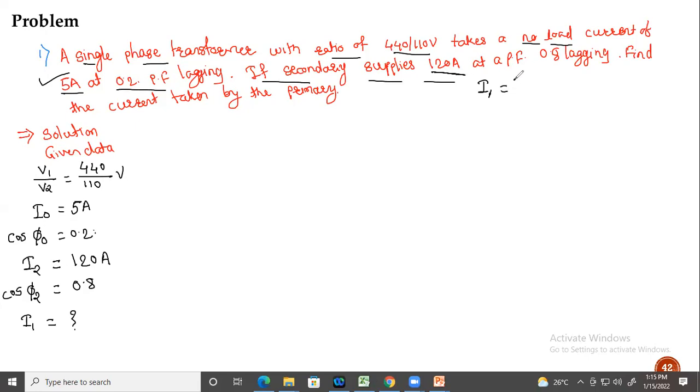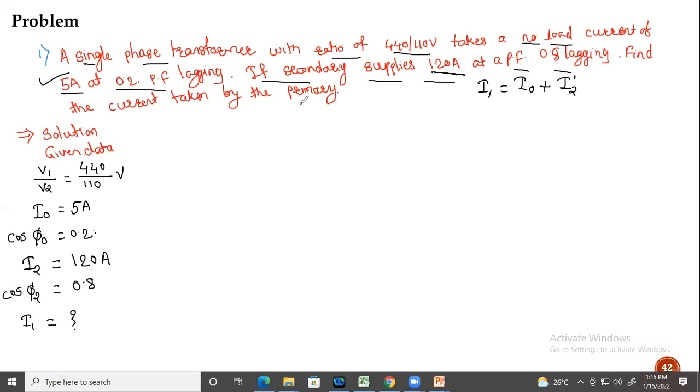I think you don't know. See, I1 is equal to I0, that is the no load component of no load current, and the opposing component, that is I2 dash. I2 dash plus I0 is nothing but I1. हे होतं आपलं. See, for that first of all we want to calculate the I2 dash. आपल्याला I2 dash calculate करणं गरजेचं आहे.